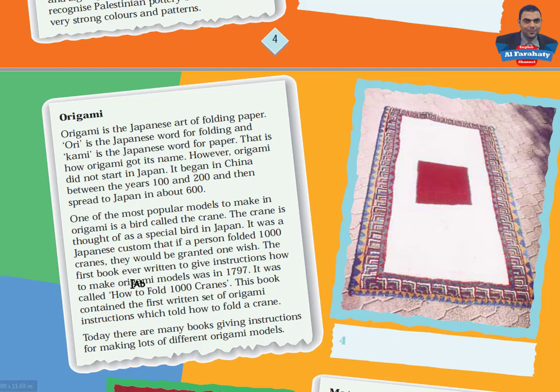The first book ever written to give instructions how to make origami models was in 1797. It was called How to Fold 1,000 Cranes. This book contained the first written set of origami instructions, which told how to fold a crane. Today, there are many books giving instructions for making lots of different origami models.